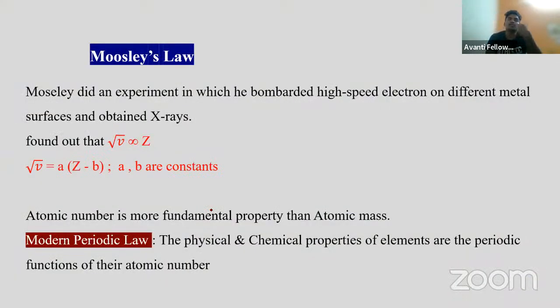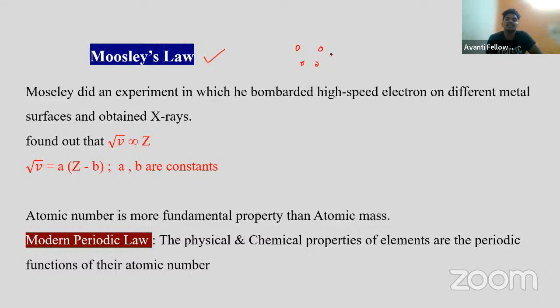So to face these drawbacks, or to give the proper explanation or the significance of the modern periodic table, there is a scientist called Moseley who tried to give the formulation of the modern periodic table. What is the meaning of modern periodic table? That is the periodic table which we are using now. It has been first given as experimental evidence by Moseley.